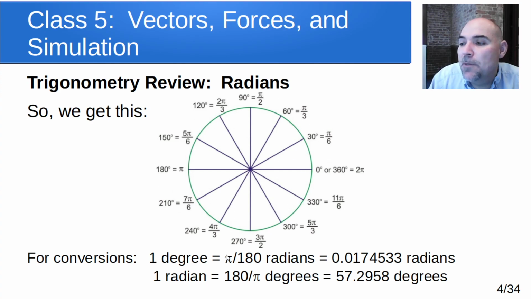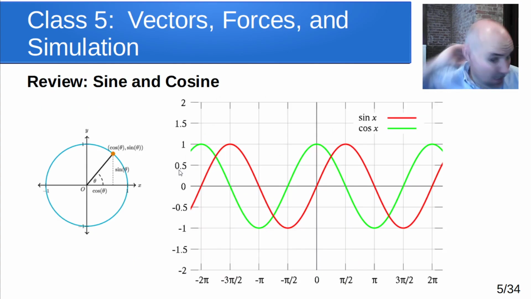And for conversion purposes, again, if it's 180 degrees to get halfway around, and that's pi, then 1 degree is equal to pi over 180 radians. Or 1 radian is 180 over pi degrees, or 57.2958 degrees. All right, now, sine and cosine, quick review of that.